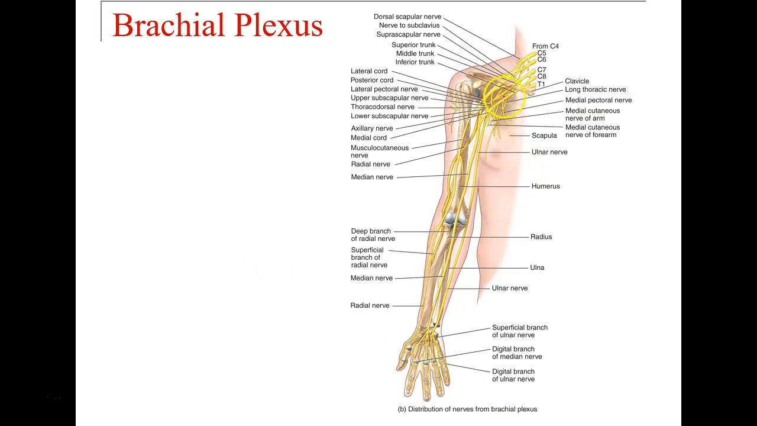So we can see that here, coming from this area. The ulnar is going to be the medial nerve, supplying the hand and arm. Median nerve is going to be centrally located, moving down into the forearm, supplying the hand. And the radial nerve will be moving down on the lateral side of the arm.